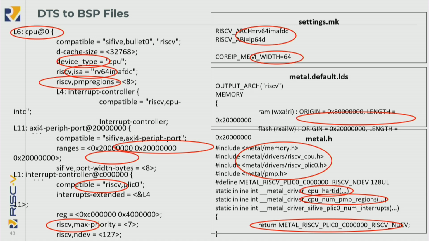So the way Freedom Studio does it is simply pass that DTS file into a bunch of BSP files that it can use to tailor or target a particular hardware. So here, what I'm showing on the left-hand side is a sample of the DTS file, and on the right-hand side is what the Freedom E SDK generates as an intermediate file known as the BSP file.